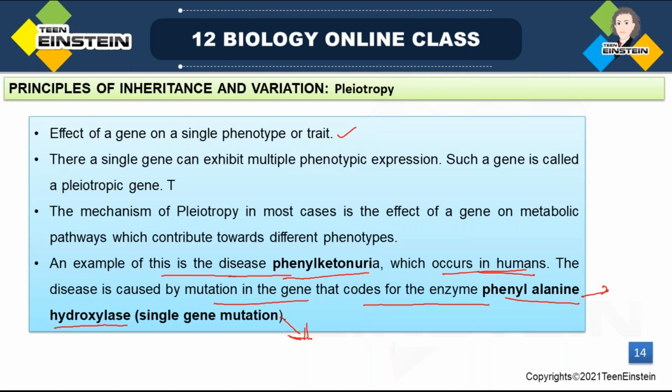So what is pleiotropy? One gene is affecting the phenotype, and that is because the gene affects the metabolic pathway. If that particular metabolic pathway goes in a normal way, it will produce a particular phenotype. If there is any mutation, that will affect the metabolic pathway, and finally it will result in a different phenotype. An example of a pleiotropic gene in human beings is the disease phenylketonuria, which is caused by the mutation of a single gene that codes for the enzyme phenylalanine hydroxylase.